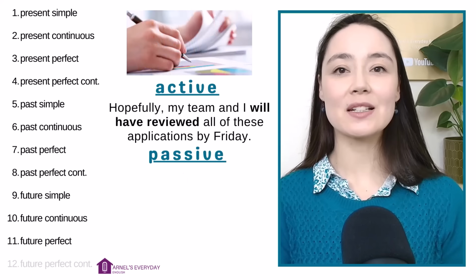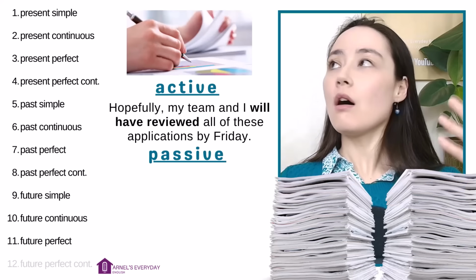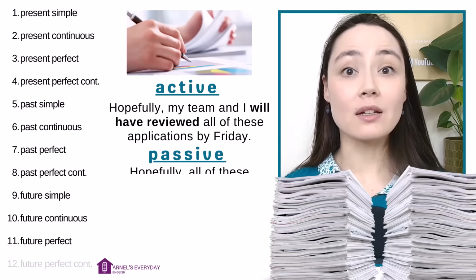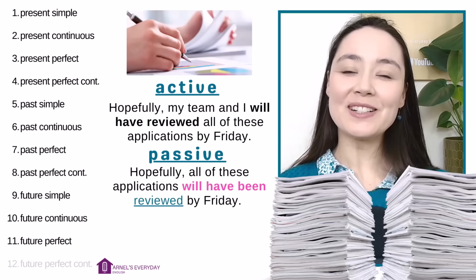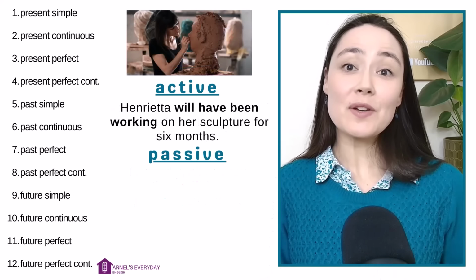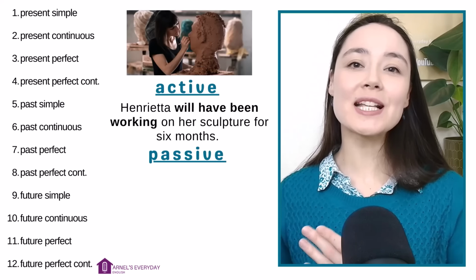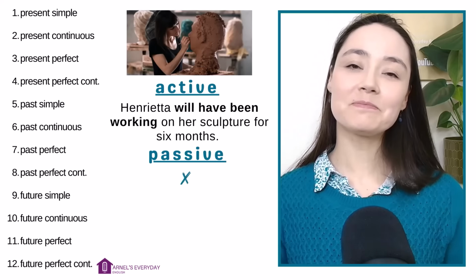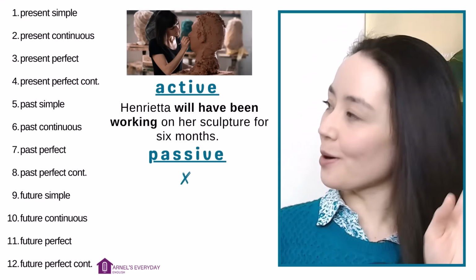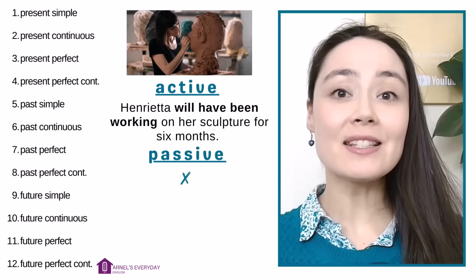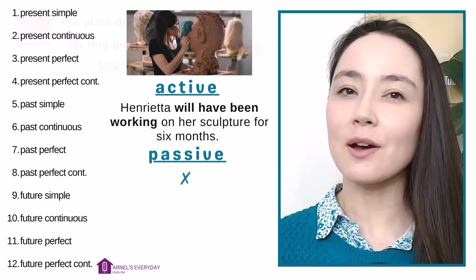Future perfect. Hopefully, my team and I will have reviewed all of these applications by Friday. Hopefully, all of these applications will have been reviewed by Friday. Future perfect continuous. Henrietta will have been working on her sculpture for 6 months. Passive, nope, doesn't work. Okay, phew. We've looked at all 12 tenses in their active and passive forms. But there's something important you need to know.